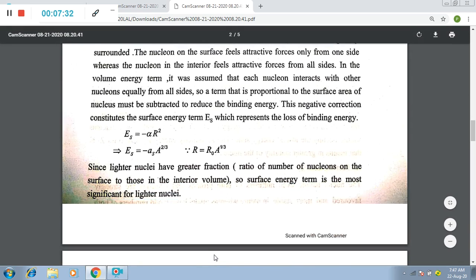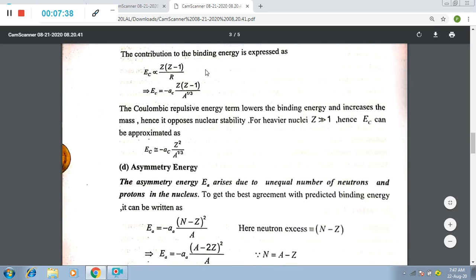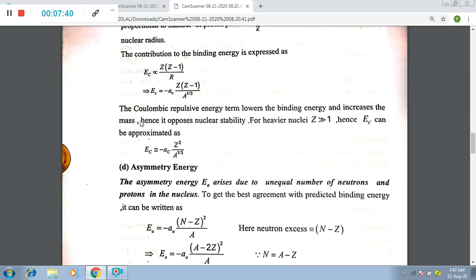That's why EC equals minus small ac Z into Z minus 1 upon A raised to power 1 by 3. The Coulombic repulsive energy term lowers the binding energy and increases the mass. Hence, it opposes nuclear stability.